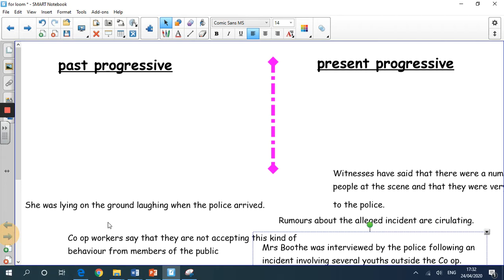So let's have a look at this one. She was lying on the ground laughing when the police arrived. So she was lying. So there's my auxiliary verb. She was lying. So was is the auxiliary verb. She was. I think that's past tense. So I'm going to put it up here.